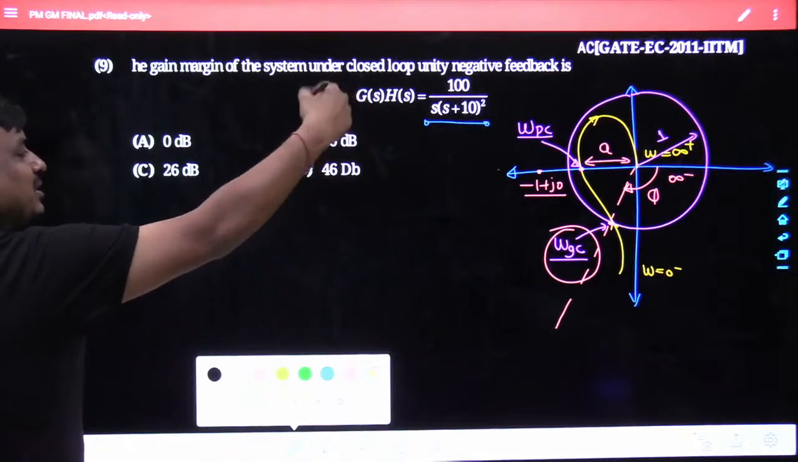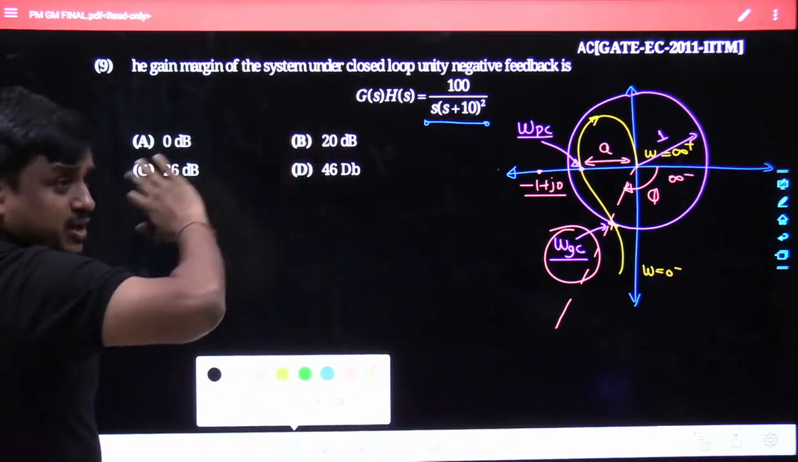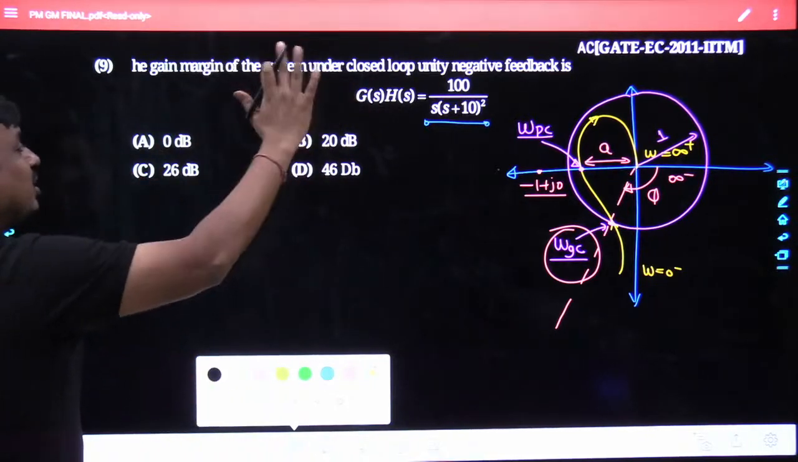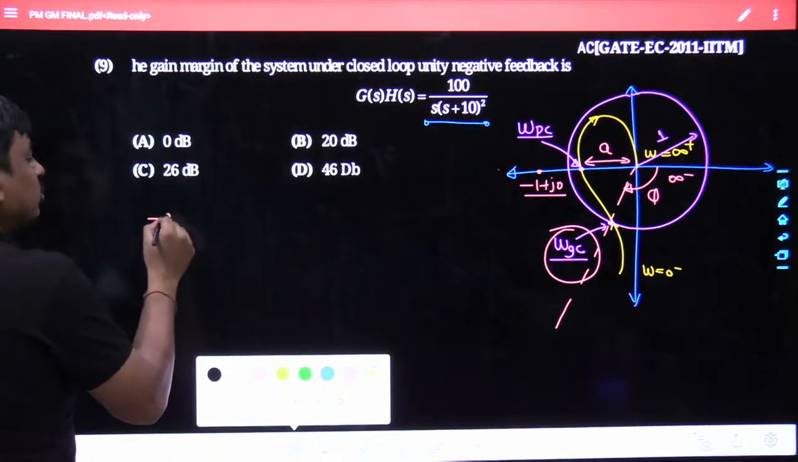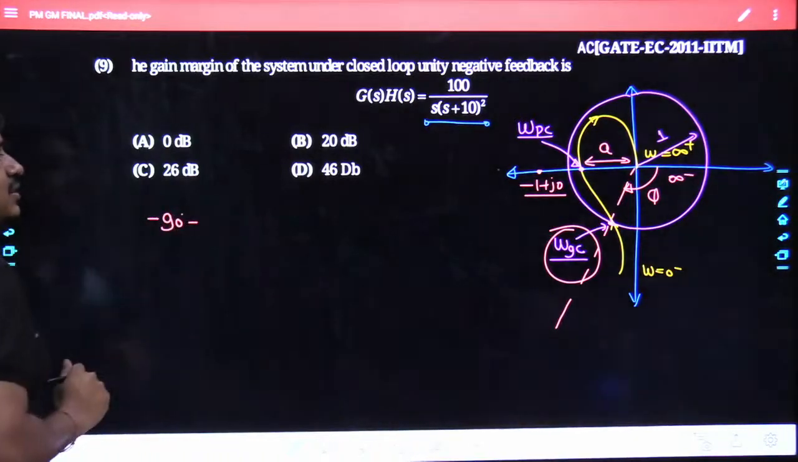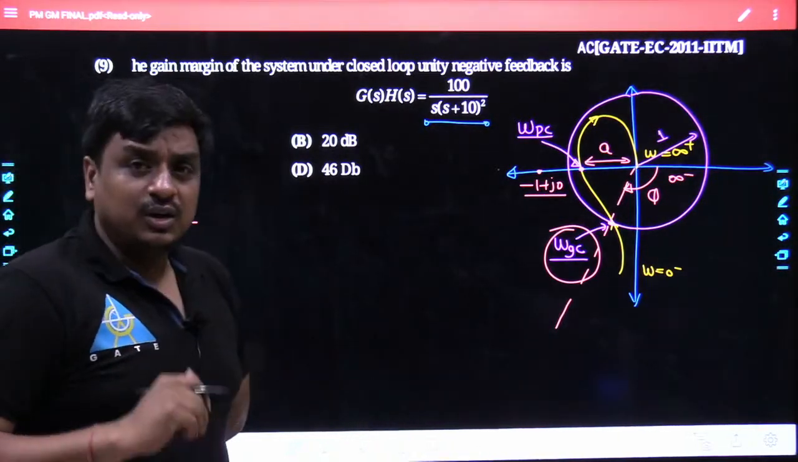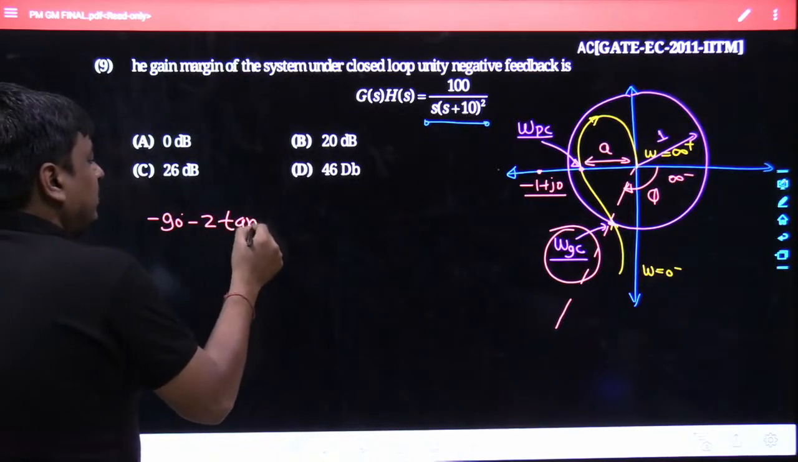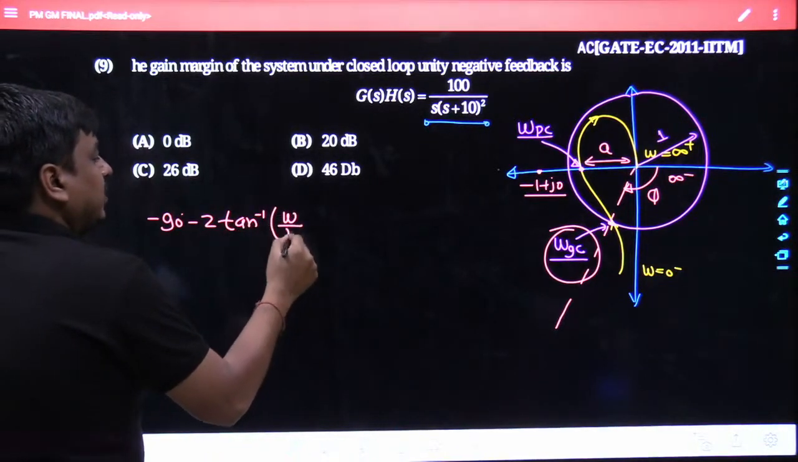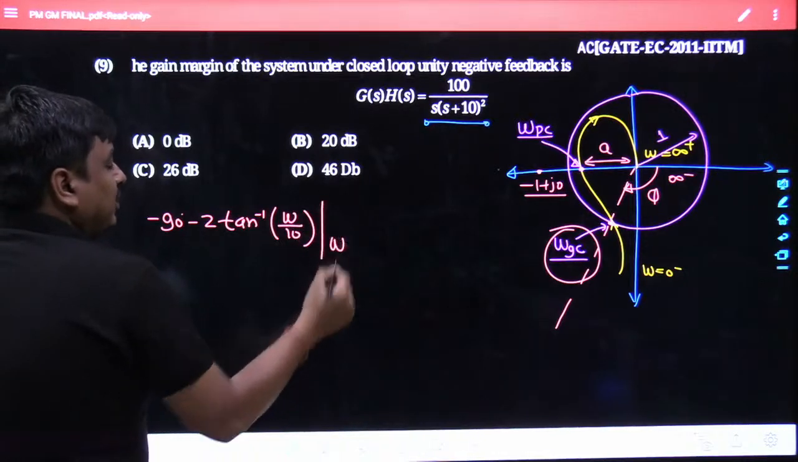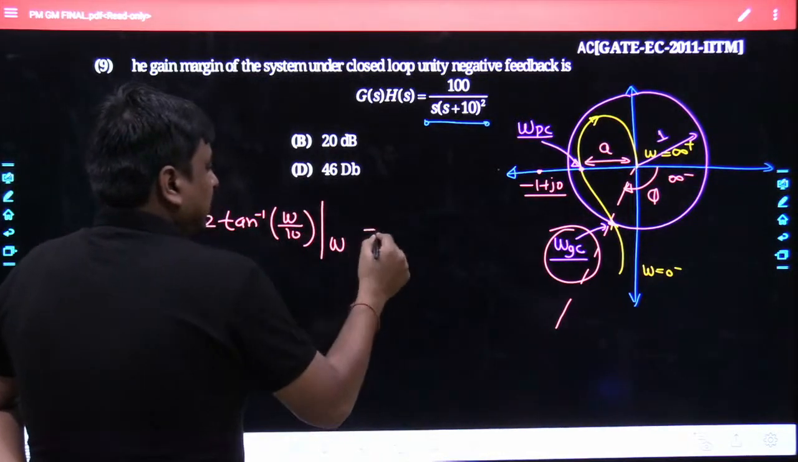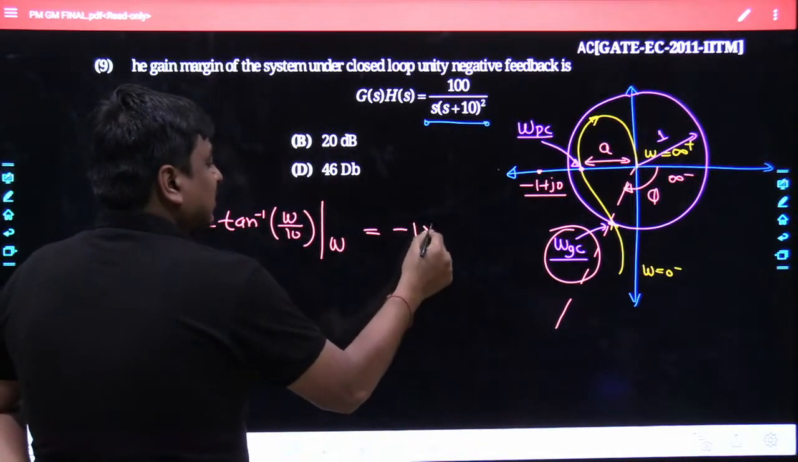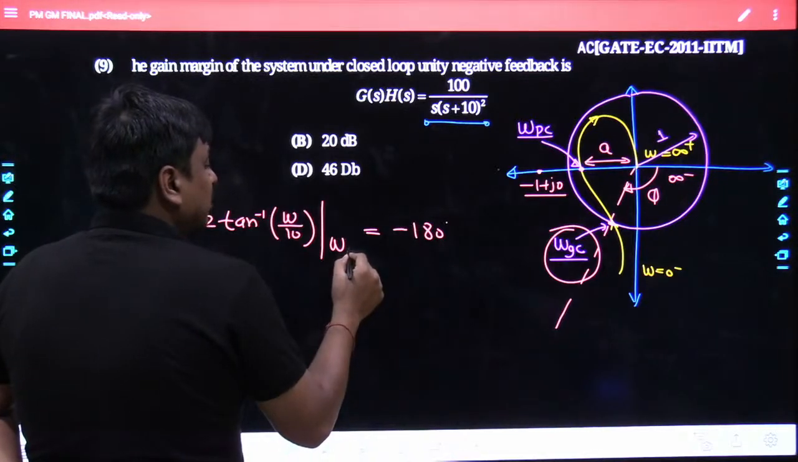The phase offered by G(j omega) H(j omega): because of 100, no phase shift because it's a positive real quantity. Because of 1 upon s, there would be a phase shift of minus 90, and similarly because of 1 upon (s plus 1)(s plus 10) to the power of 2, there would be a phase shift of 2 tan inverse of omega divided by 10, and the frequency at which the angle offered by the system is precisely minus 180 degrees, that frequency would be omega PC.